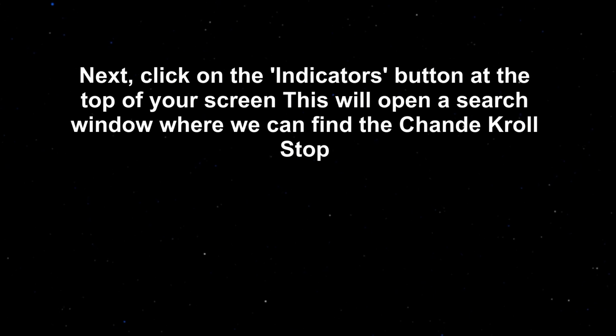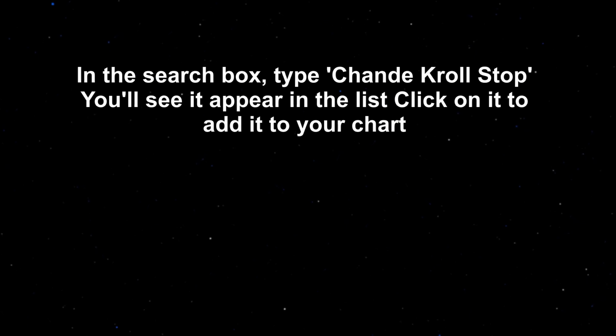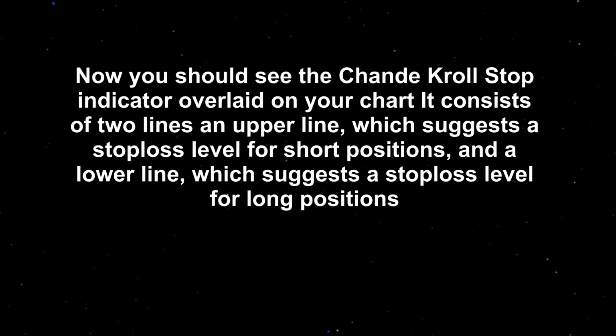Next, click on the Indicators button at the top of your screen. This will open a search window where we can find the Chande Kroll Stop. In the search box, type Chande Kroll Stop. You'll see it appear in the list. Click on it to add it to your chart. Now you should see the Chande Kroll Stop indicator overlaid on your chart.